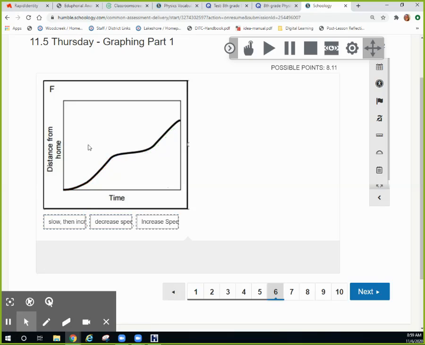Okay? This graph is showing a constant change in his speed and direction. So what kind of line is this if there is a change in speed or direction? This is showing his acceleration. His speed and direction are constantly changing.